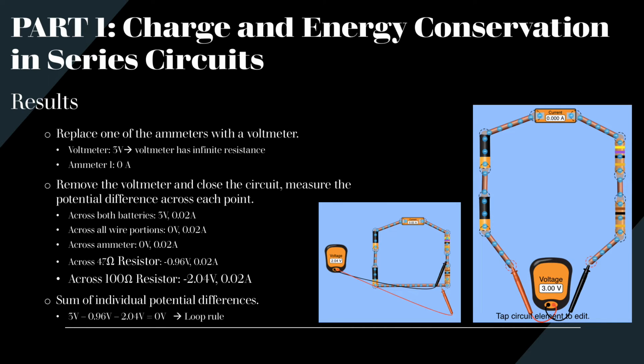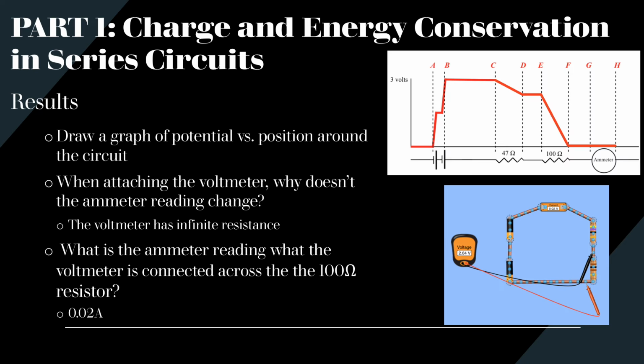After this, I replaced one of the ammeters with a voltmeter. The voltmeter read 3 volts and the ammeter read 0, as the voltmeter has ideally infinite resistance. After I removed it and reconnected the circuit, I saw that the voltage across both the batteries was 3 volts. The potential difference across the 47 ohm resistor was negative 0.96 volts, and across the 100 ohm resistor was negative 2.04 volts. The sum of all of these was equal to 0, as corresponds with the loop rule.